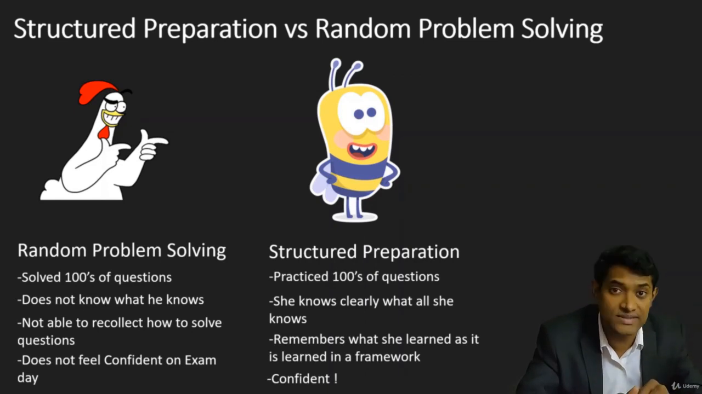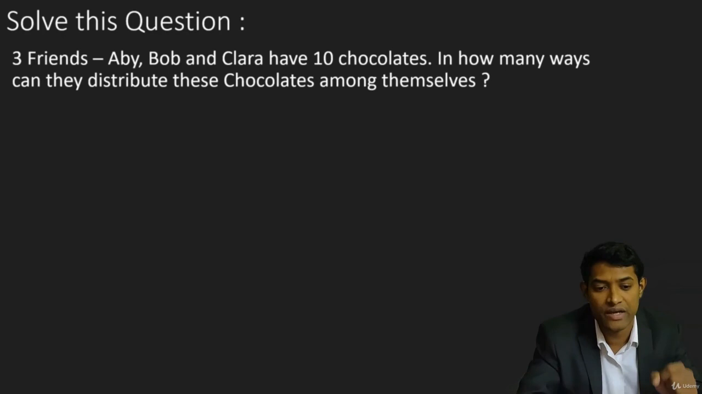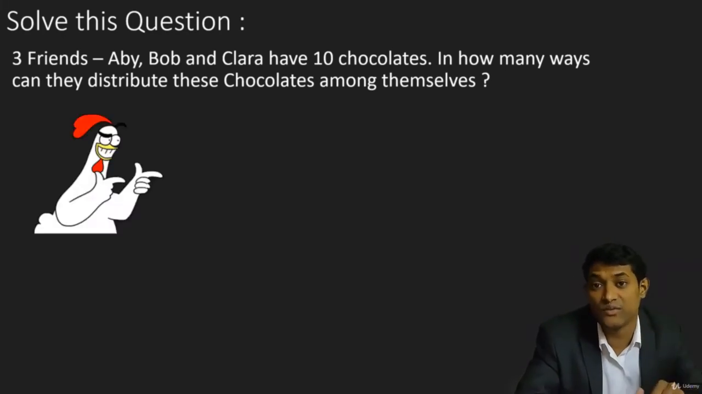Now the day of the exam comes by, they go to the exam center, both of them get this question. Three friends, Abby, Bob and Clara, have 10 chocolates. In how many ways can they distribute these chocolates among themselves? That's the question. Now Hen starts with the question.